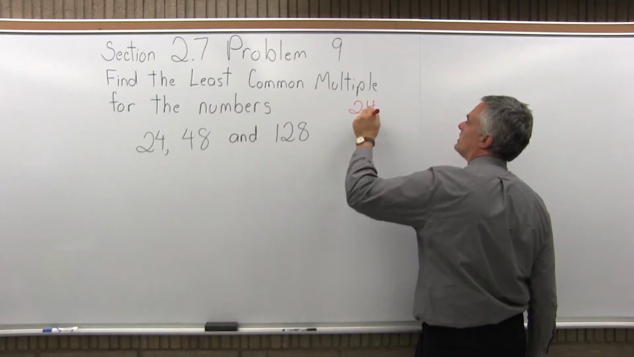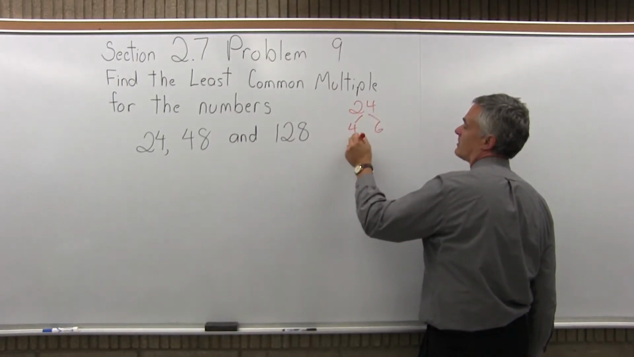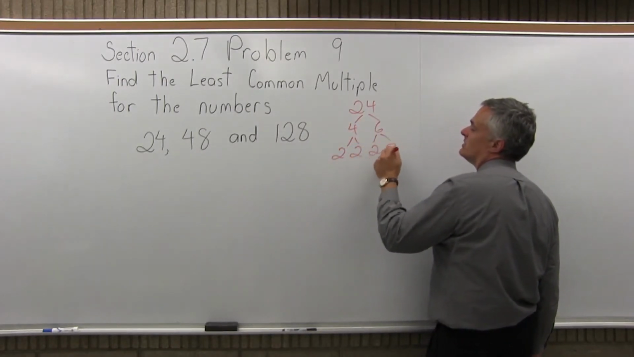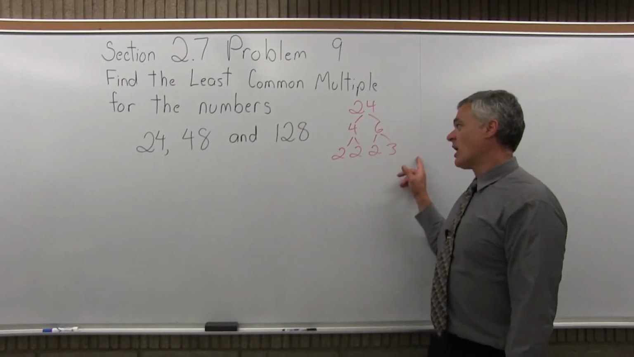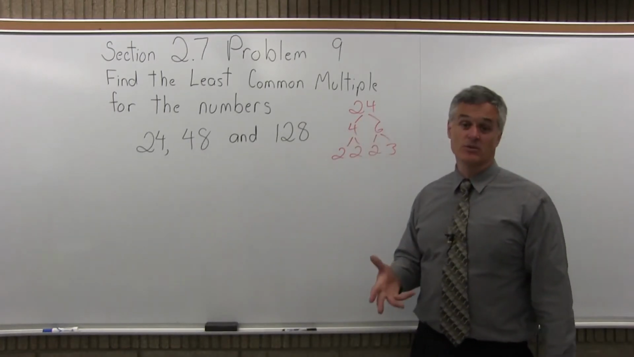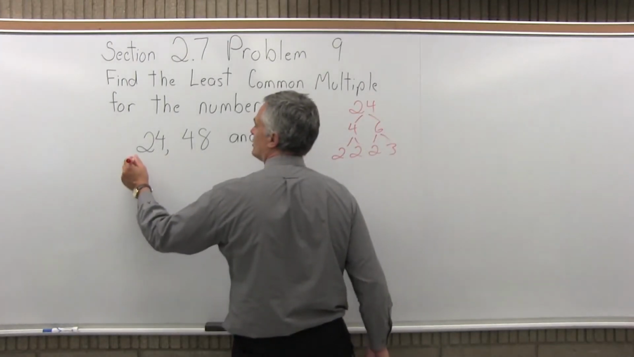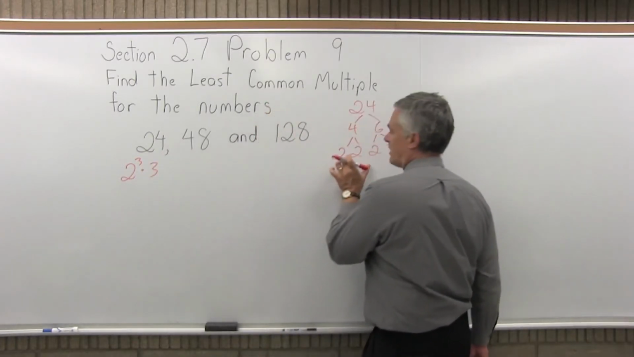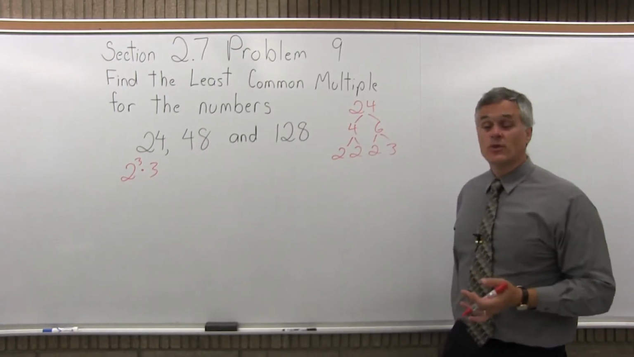So 24 splits into 4 times 6. Among other things, you'll get the same prime factorization in the end. The 4 will split into 2 times 2. The 6 will split into 2 times 3. And now at this point, everything is prime. So those are the primes that multiply to make 24. That's the prime factorization. So underneath, I'll put 2 to the third times 3. Again, where I have a repeated prime, like the 2, I use my exponent. Next, do the 48.